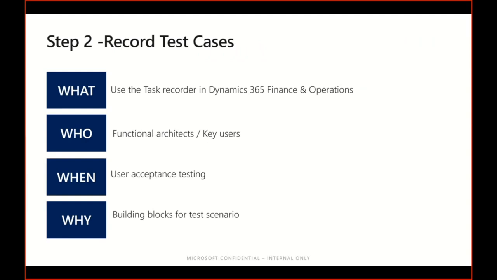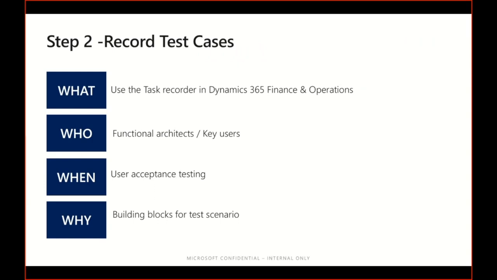Typically, who will be doing the recording? That's functional architects and key users, and typically that should start happening when we are doing our user acceptance testing. As I mentioned, it is necessary that we already have a setup. Typically, we also need to have some migrated data. All those things should be ready once we're starting user acceptance tests. And why are we doing that? We need, of course, all those building blocks for then assembling our test scenario.